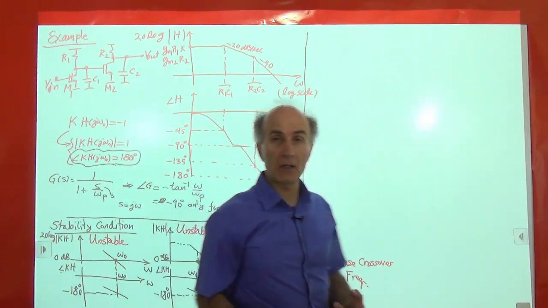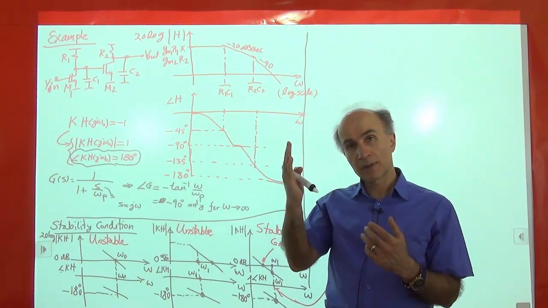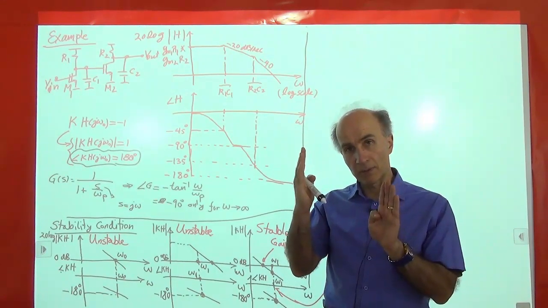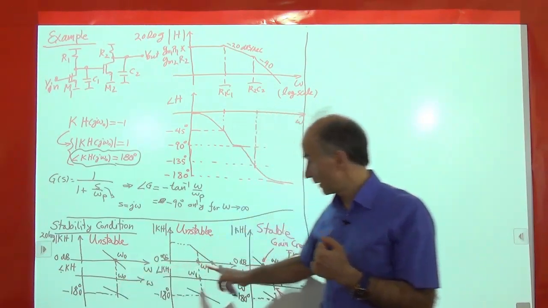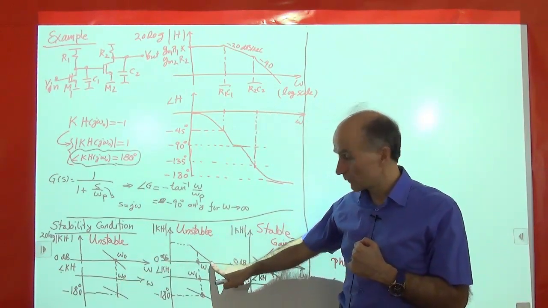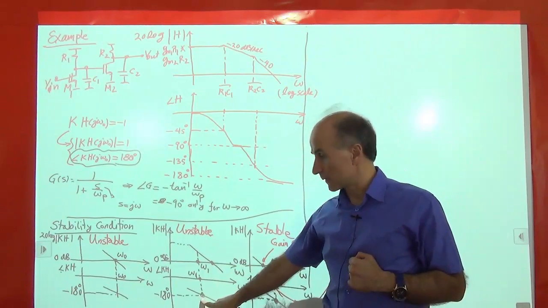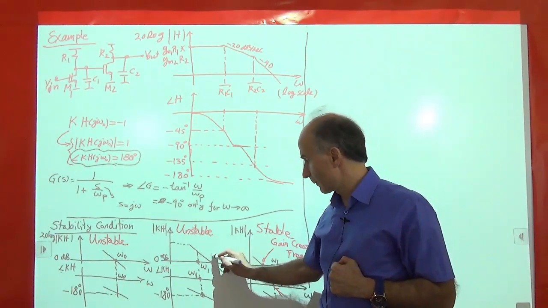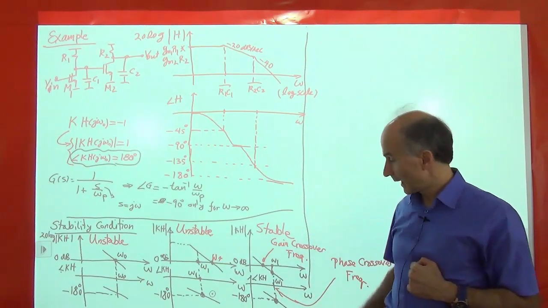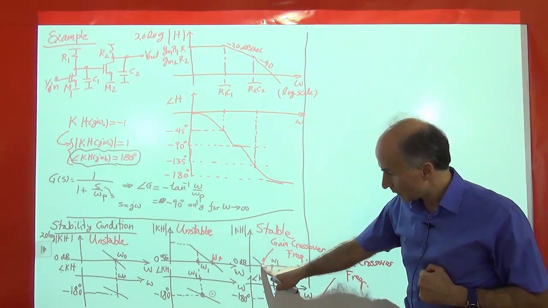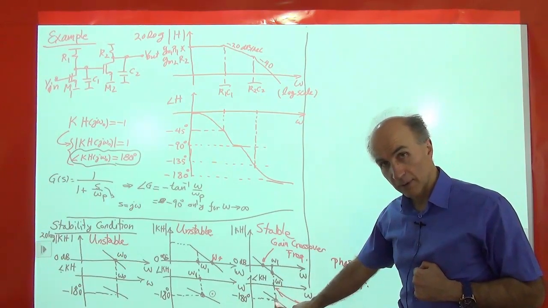So these three scenarios gave us three different situations for the gain crossover frequency versus the phase crossover frequency. Here, they are coincident, they're equal. Here, the gain crossover frequency is higher than the phase crossover frequency, right? So you call this maybe omega 2 to avoid confusion with omega 1. And in this case, the gain crossover frequency is lower than the phase crossover frequency.